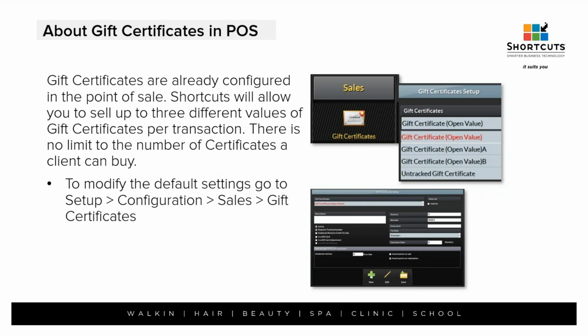So if a customer goes to the point of sale and says, I'd like to buy a $25 gift card, technically it doesn't matter which open value you use. Any one of those 3 will work just fine. But as soon as the customer says, I'd like to buy a $25 gift certificate and a $50 gift certificate, that's when you would choose 2 different open values, open value and then open value A. Then you can tell Shortcuts the first open value is worth $25, the second one is worth $50.